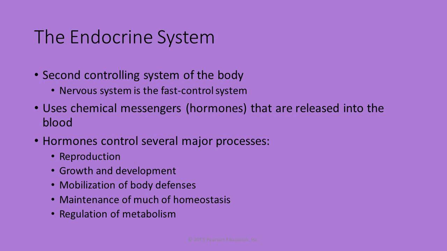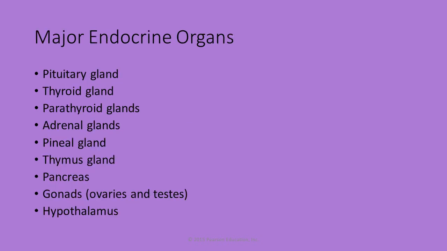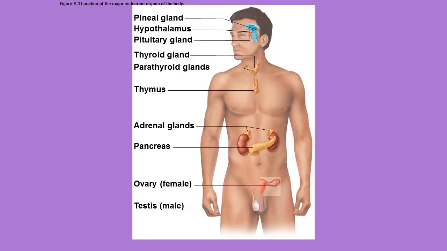These are chemical messengers. Hormones will be released and eventually end up in the blood and then go to wherever their target cell is. So the hormones are going to be involved with regulating several different things such as reproduction, growth, helping to maintain homeostasis, etc. The major endocrine organs are the pituitary, thyroid, parathyroid, adrenal, pineal, thymus, pancreas, the gonads, the ovaries in females, testes in males, and then the hypothalamus. And this picture is just showing the location of these various endocrine glands.